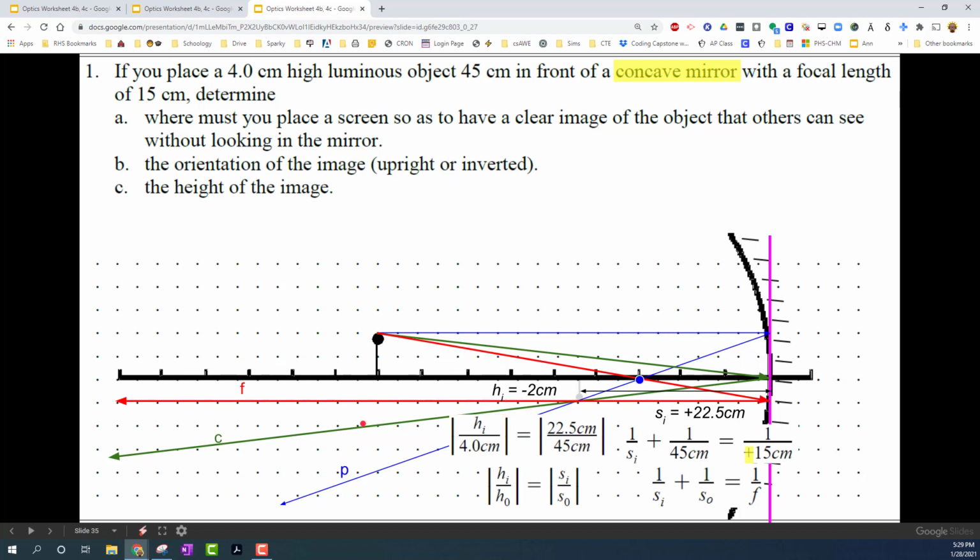And the reason it's negative is the image is inverted. So it happens to work out that our ray diagrams put our image in the correct place. So the final thing to do is to mention that it's inverted, and by convention we put a negative sign there.